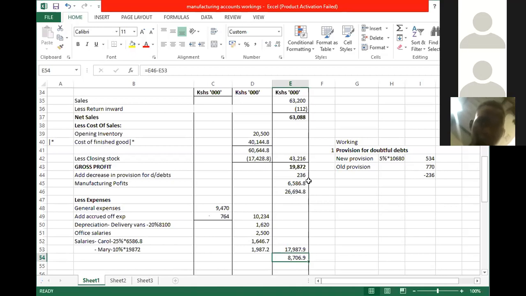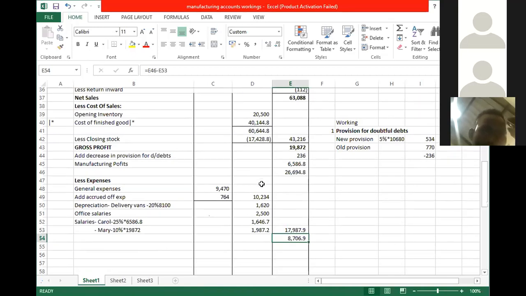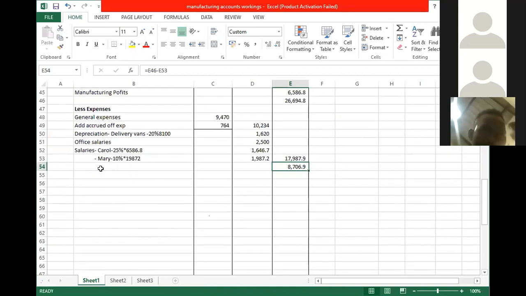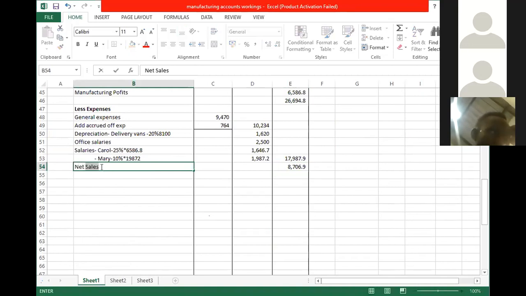Are they sharing this profit? Yes, they are sharing the profit equally. Can you see that? From the first statement, Caro and Mary are in partnership, sharing profit and losses equally. So if you want to know the amount of profit, call this the net profit.